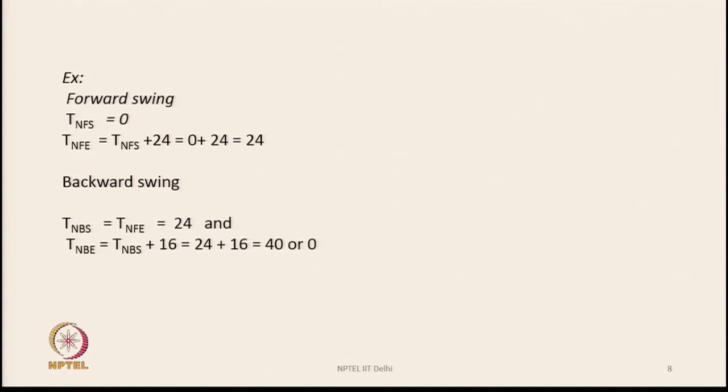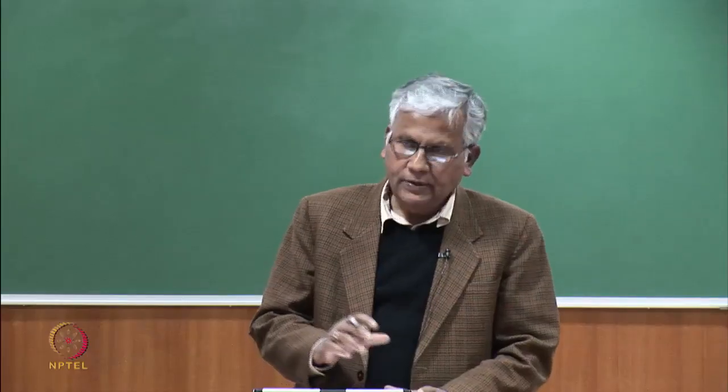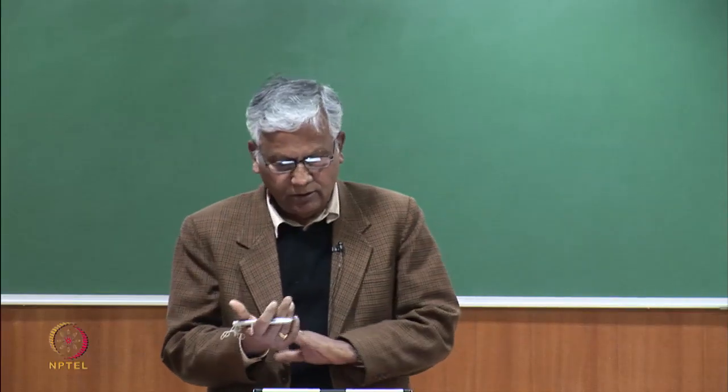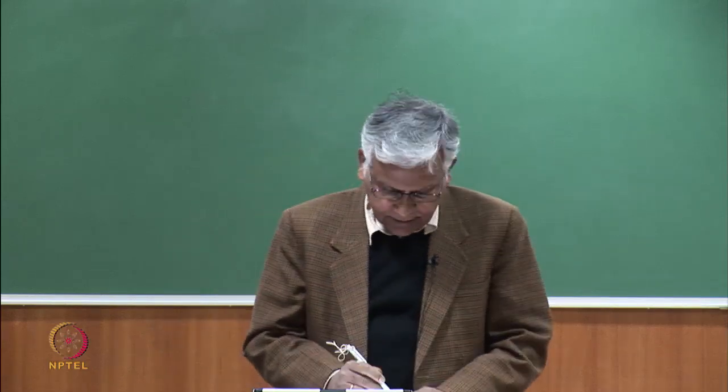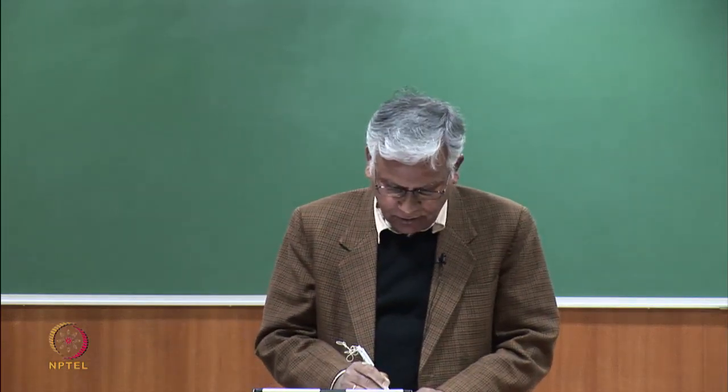and the backward swing is from 24 to 40 or 24 to 0, because 40 and 0 are basically the same, having the same index number in terms of their values. That way, we set the timing of the Nippard swinging time.